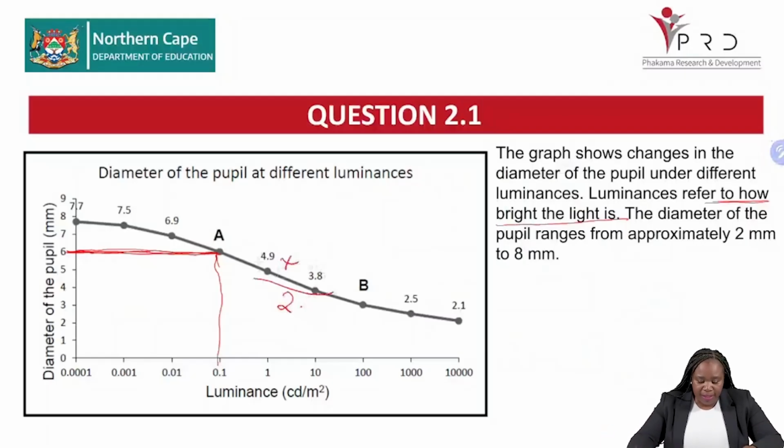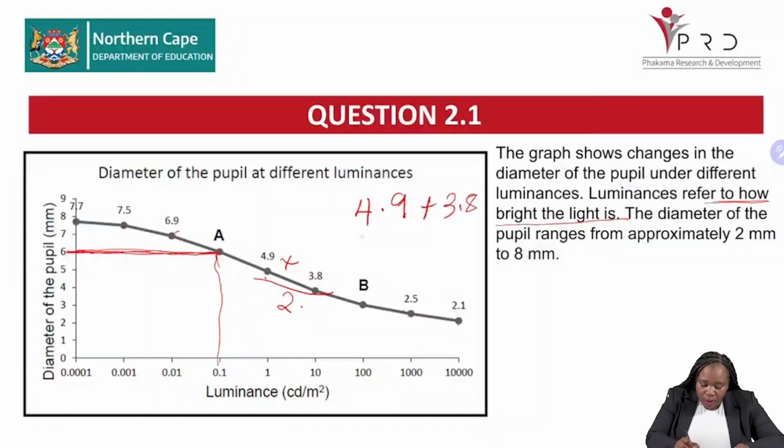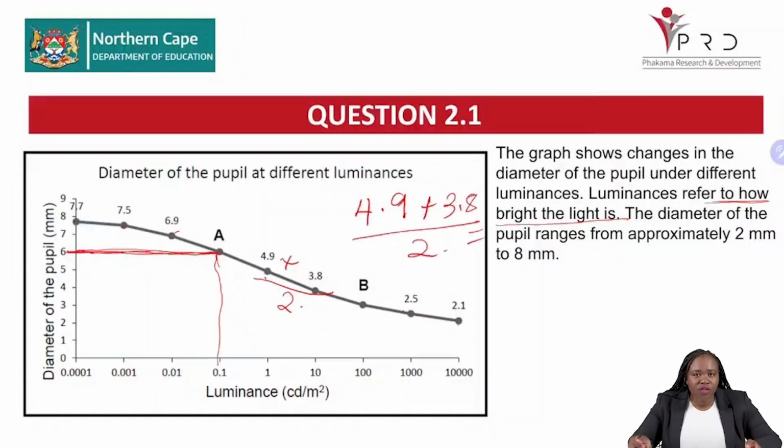What this means is that if we were adding all the points, which is 1, 2, 3, 4, 5, 6, 7, we would say 7.7 plus 7.5 until 2.1. We add all of them and divide by 7, because we have 7 points. However, in this case, we only have 2 points. It is the 4.9 plus the 3.8, all of that divided by 2. You simply punch that into your calculator and you would then get your final answer, and that is how you get the mark.